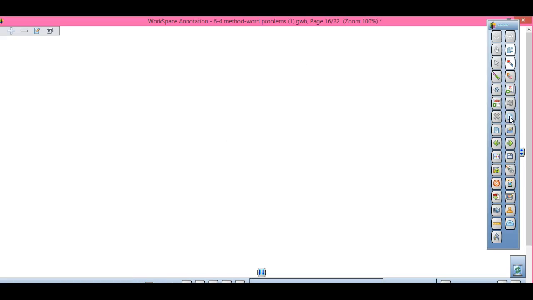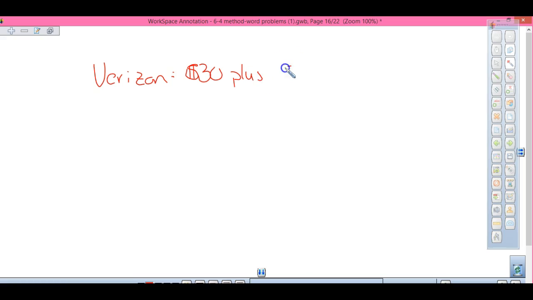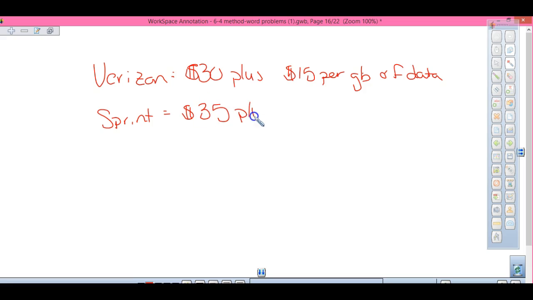All right, one that we got to write down. Okay, let's say that Verizon is going to charge you $30 plus $15 per gig of data. Okay, let's say that Sprint is going to cost you $35, but they're only going to charge you $10 per gig of data.